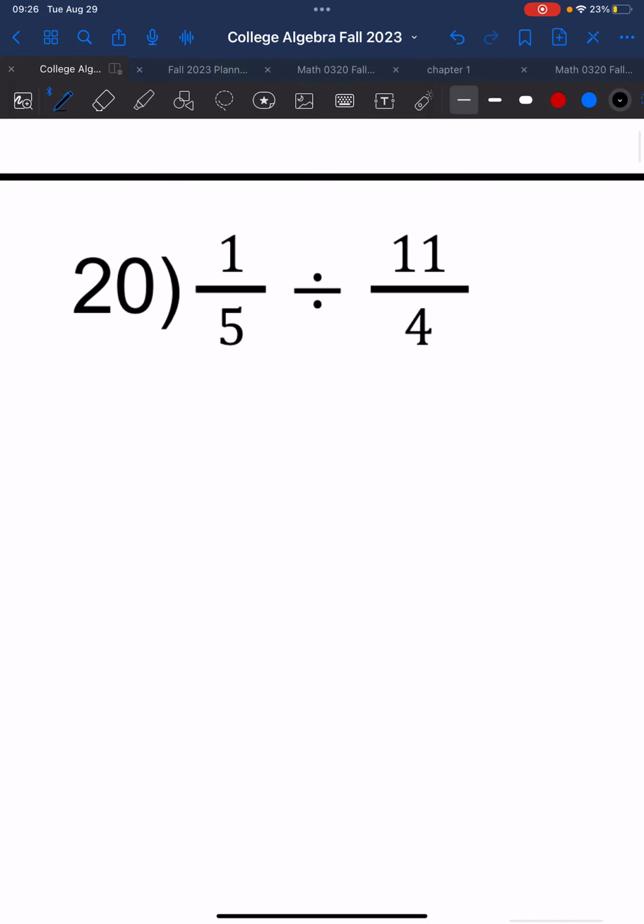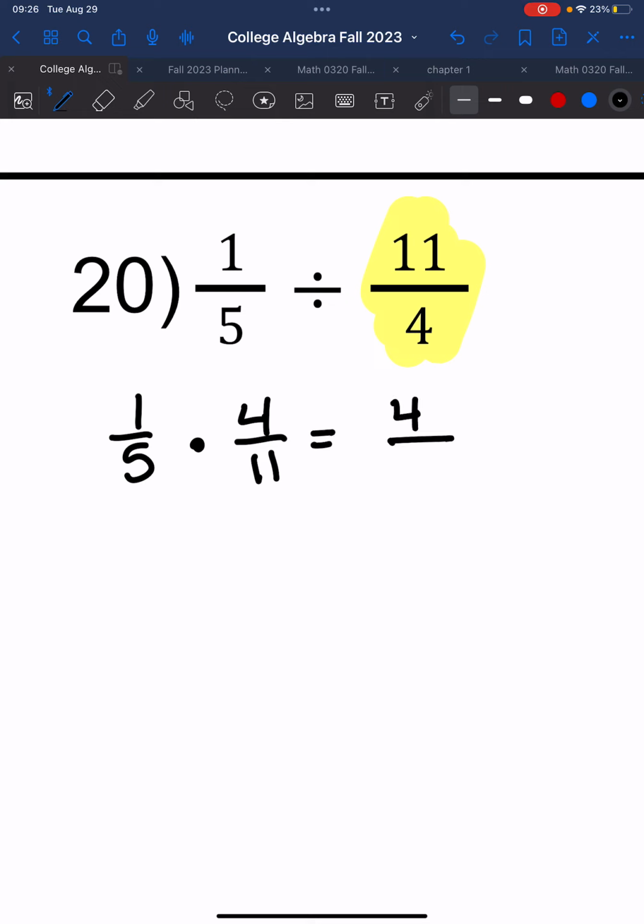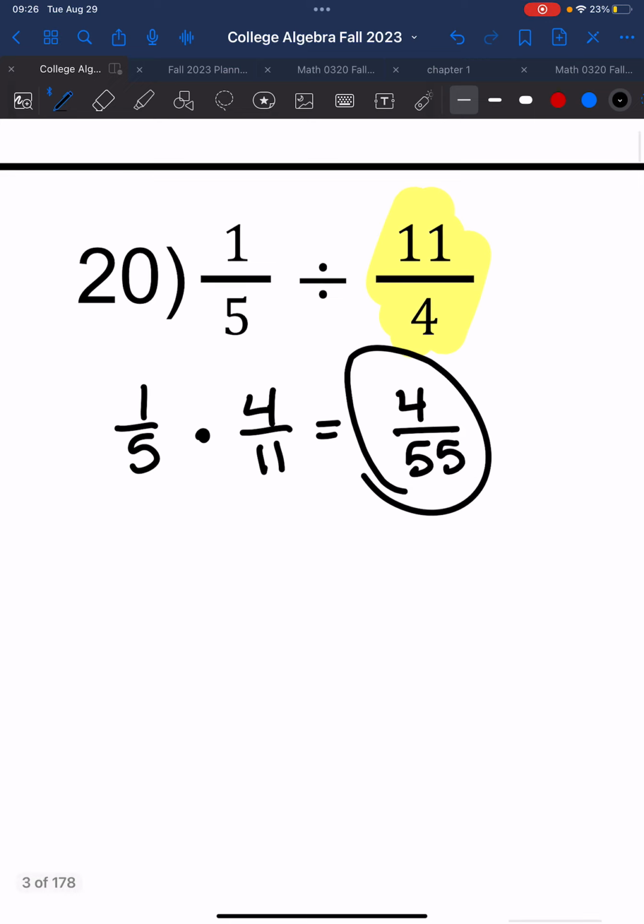Okay. Last example for this concept. Again, we are taking that last fraction. In this case it is 11 over 4, and we're going to flip it. So we have 1 over 5 times 4 over 11. Multiplying across, 1 times 4 is 4. 5 times 11 is 55. And this is our answer, 4 over 55.